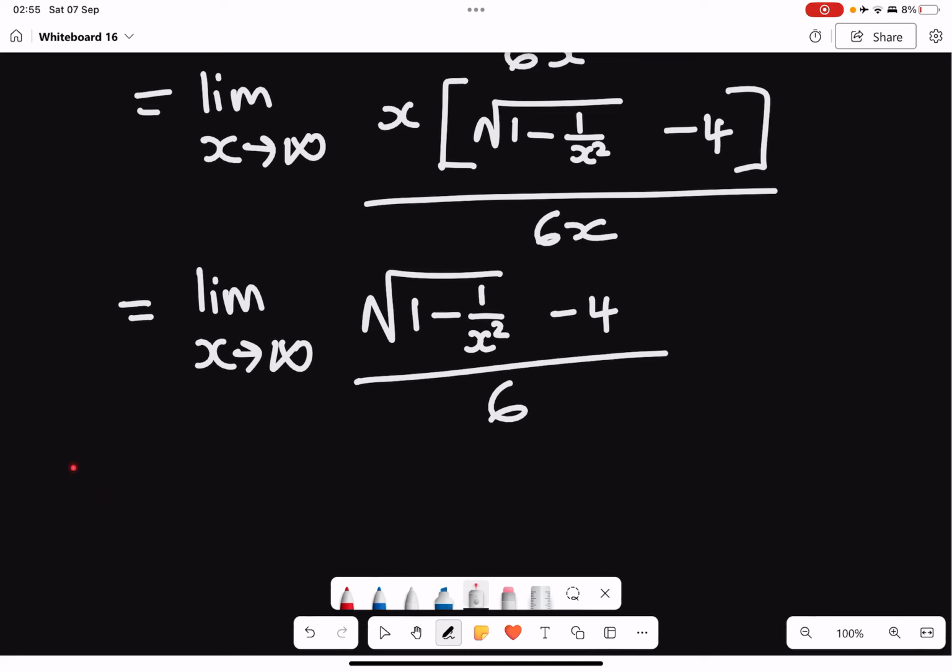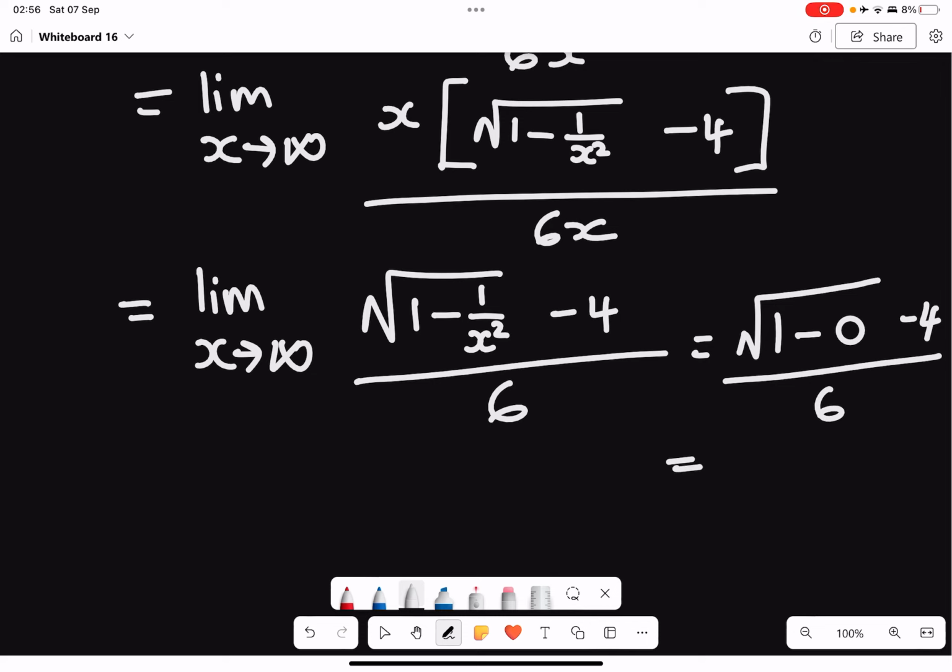So here I can see that I have 1 over x squared. The x squared is going to get bigger and bigger and bigger if I substitute infinity. It means we're going to be approaching 0 for that part of our expression. So I'm left with 1 minus 0, then minus 4, all over 6, which is equal to 1 minus 4 all over 6. And we can see that the answer will be minus half, ladies and gentlemen.